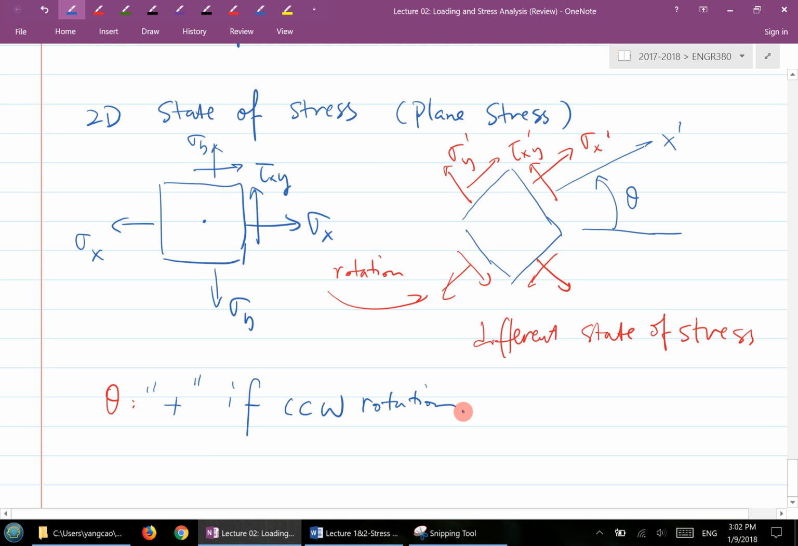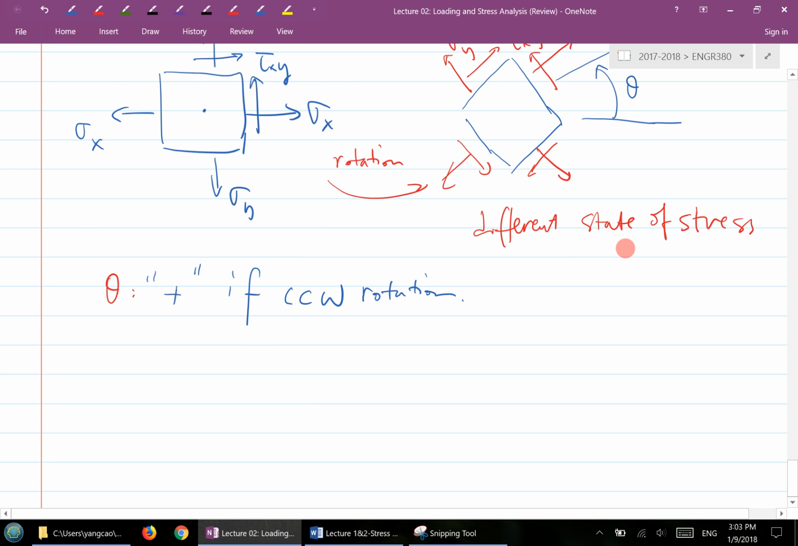And now here come two very special states of stress. You can think about the transition. You can keep rotating it, 45 degrees, 70 degrees. Now there are two very special locations. One is called principal normal stress.